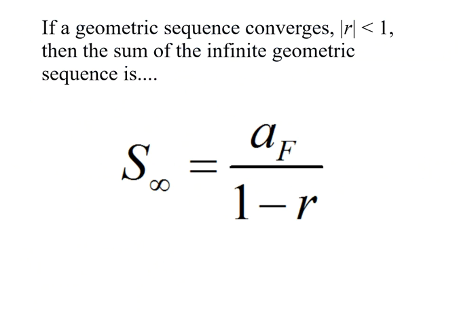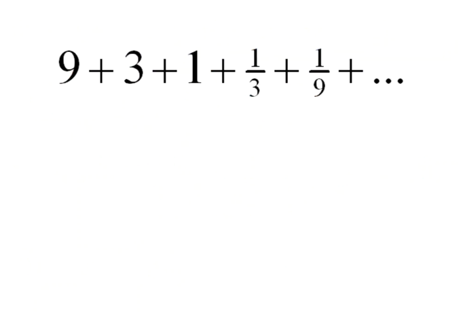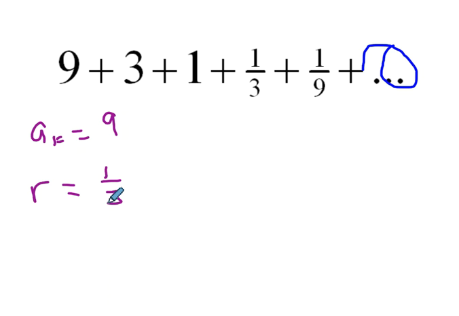Pretty cool, huh? So here is an infinite geometric series. I know it's infinite because I've got this lovely dot dot dot on the end, and I don't have a stopping point. It's not saying sum up the first 10 terms or anything. So my AF is 9, my first term. My r is a third, because between consecutive terms, that's what I'm multiplying by. And again, our easy formula is just AF over 1 minus r.